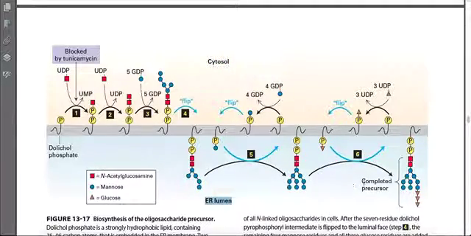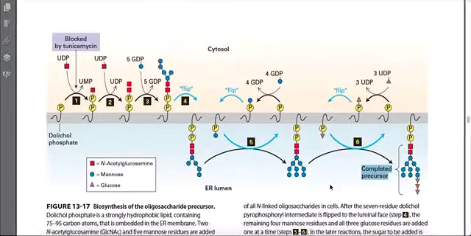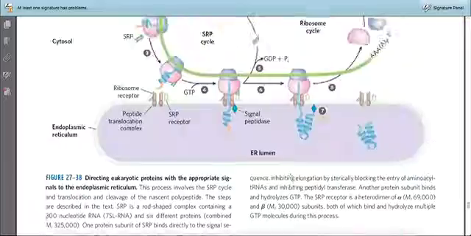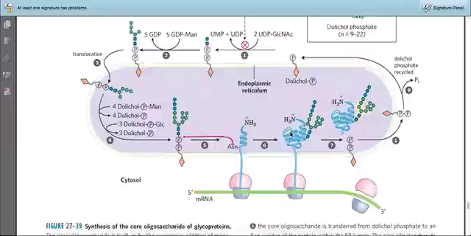Finally, a complete precursor of the protein, which contains 3 glucose residues, 9 mannose residues and 2 N-acetyl glucosamine residues, is found in the ER lumen. So this ER lumen contains glycosylated proteins. Another look, you can have a look on another page.